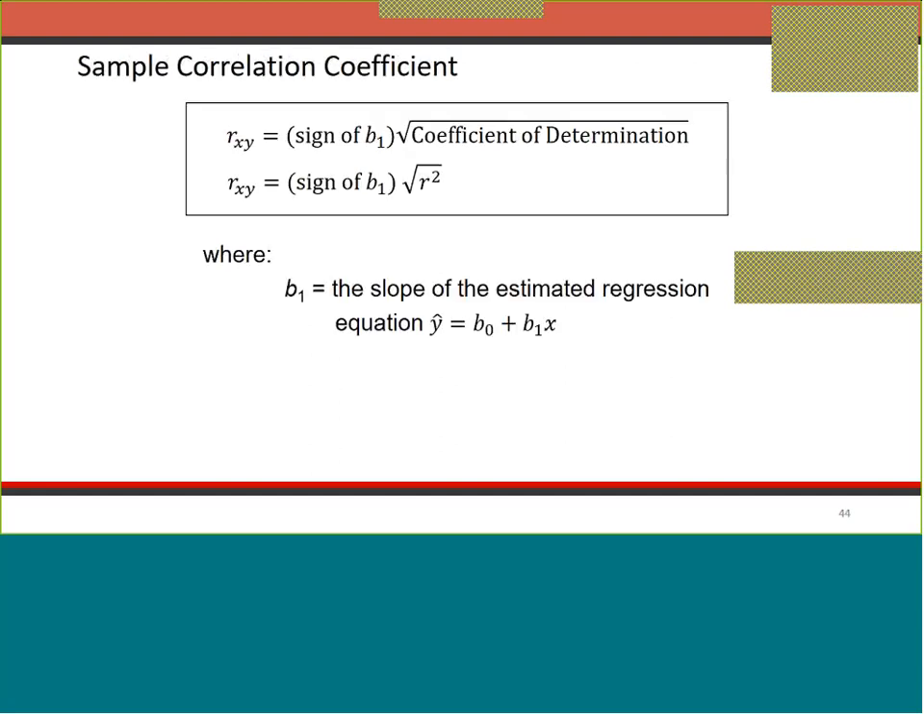Apart from this, you have one more numerical measure called the correlation coefficient. We know that the correlation coefficient also gives a relationship between x and y. It is given as the sign of b1 times the square root of r square. So obviously this relationship lies between -1 and 1.